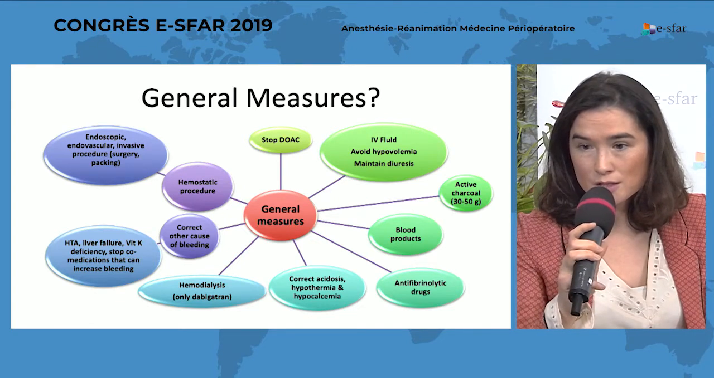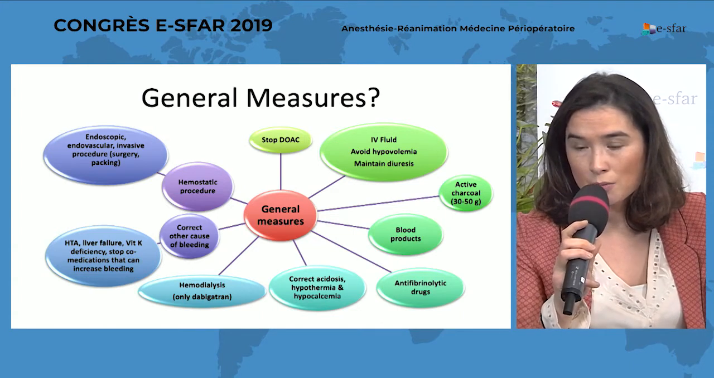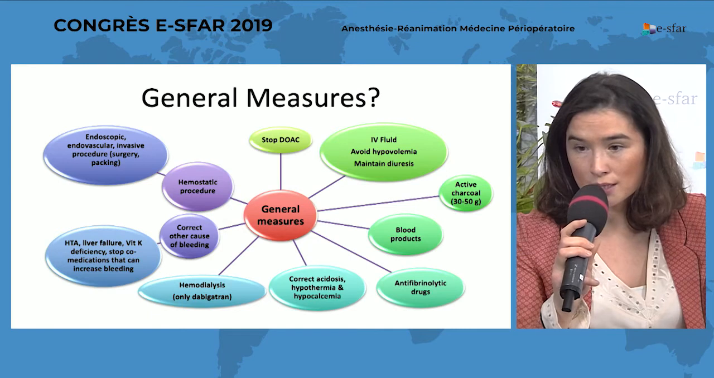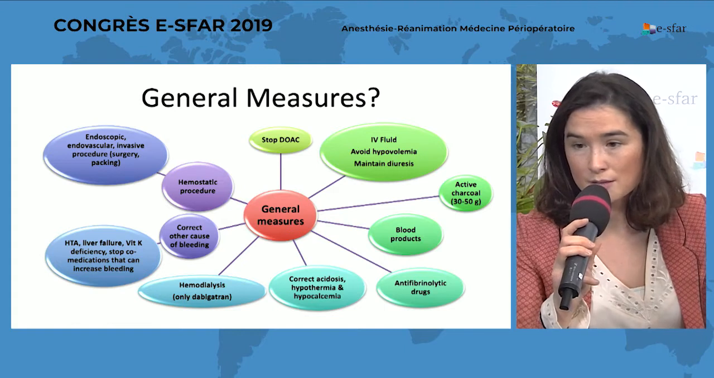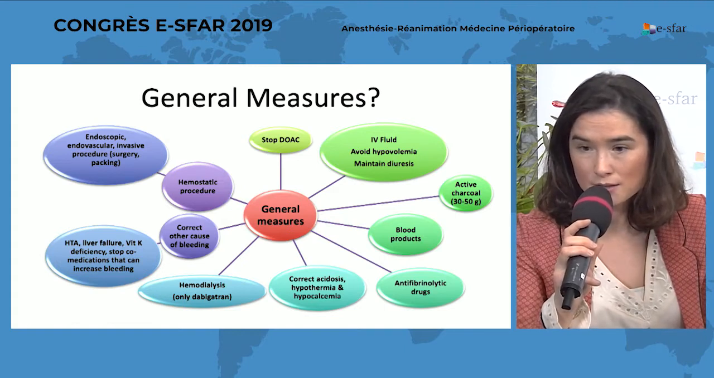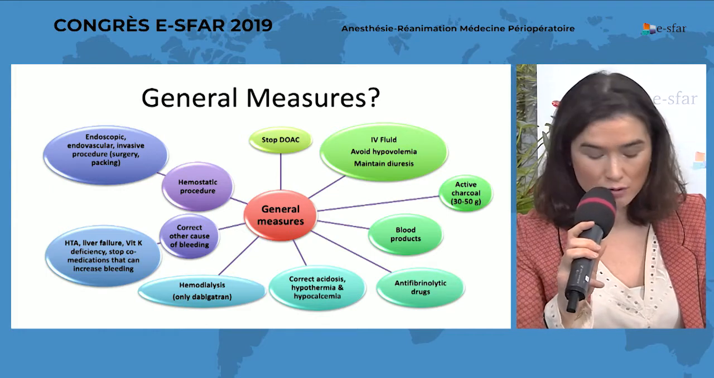Of course, if the patient is already anemic or is bleeding moderately to severely, you can think about blood products, transfusion, like red blood cells, platelets, and fresh frozen plasma, but not as a reversal therapy, but more as a plasma expander. Antifibrinolytic drugs can be used as adjuvant treatment for bleeding, of course.